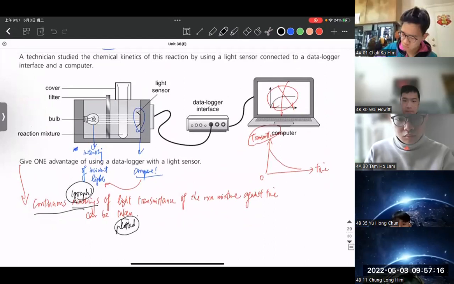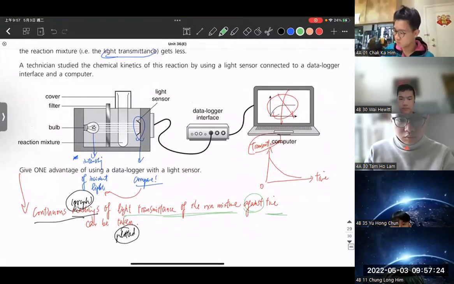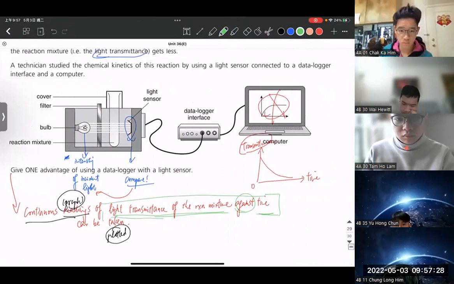Now, one thing I would like to mention with you is the word "against". Do you know what is meant by "against time"? Do you understand this statement? What is meant by transmittance of reaction mixture against time? Do you know what they mean by that? Can you get the point?